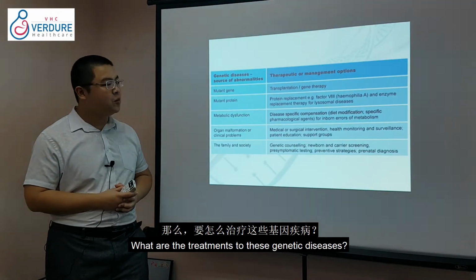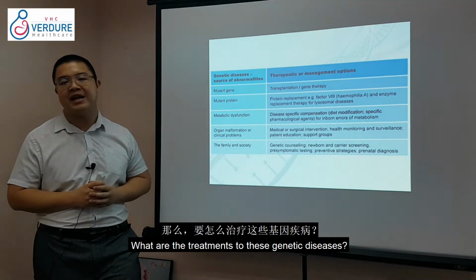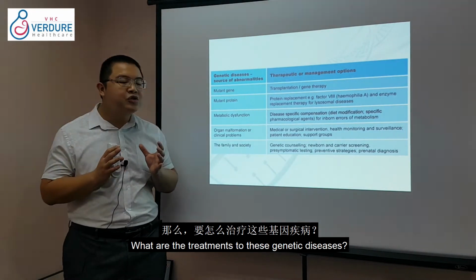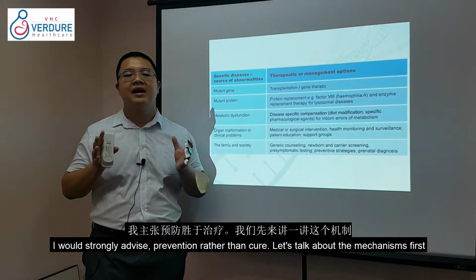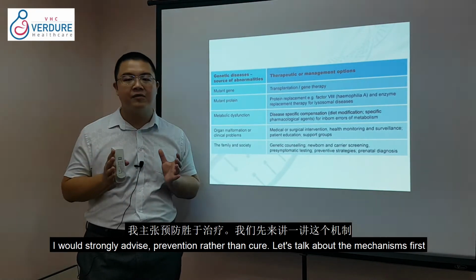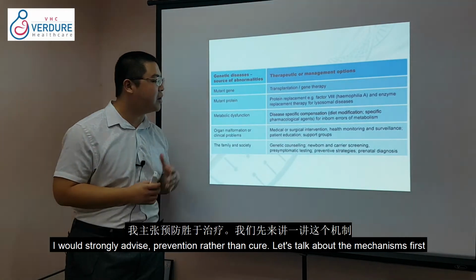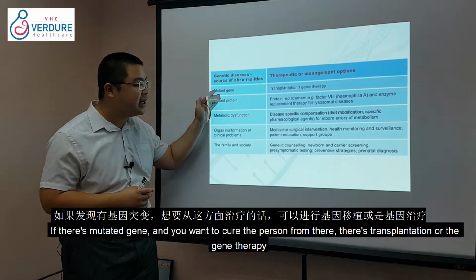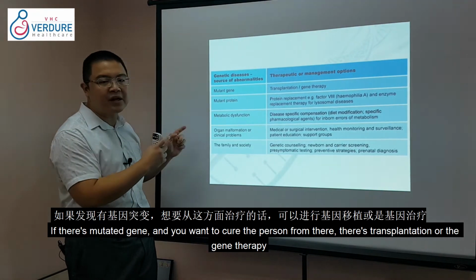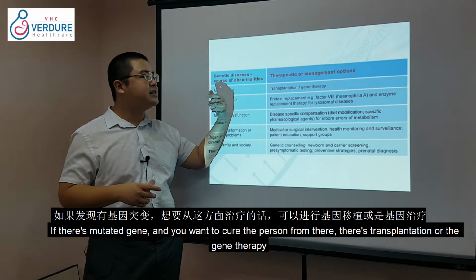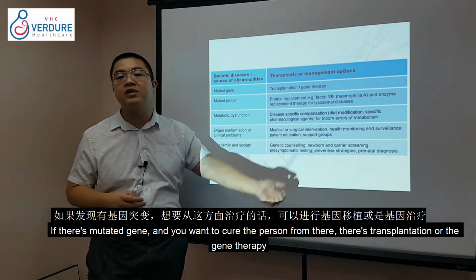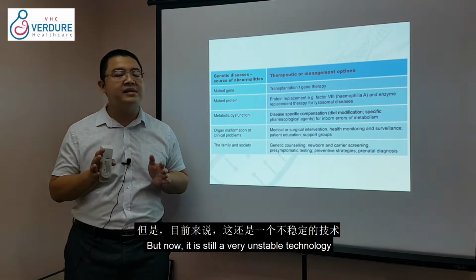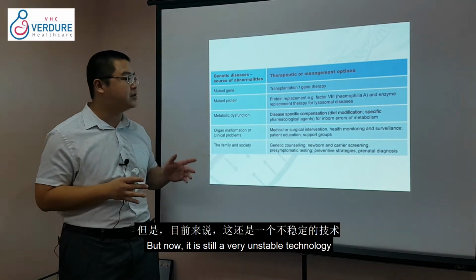All right, so what are the treatments to these genetic diseases? Now, I would strongly advise prevention rather than cure. Why? Because, okay, let's talk about the mechanisms first. If there's a mutated gene and you want to cure that person, there is transplantation, also called gene therapy, but now it is still a very unstable technology.